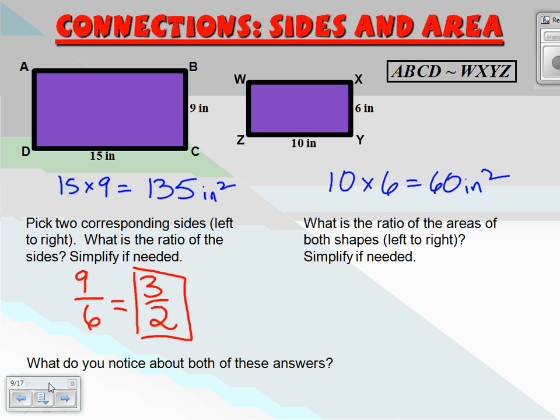So, we know that the area of the left-hand shape is 135. The area of the right-hand shape is 60 inches. Okay, let's write this as a ratio. So the ratio is 135 for the left-hand shape. The ratio of the right-hand shape is 60.